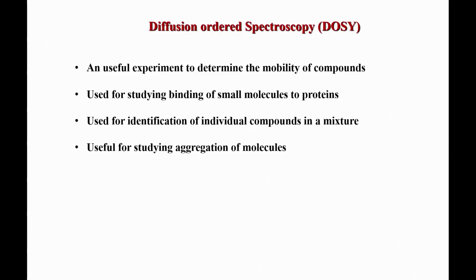Rotational mobility is essentially the rotational tumbling of the molecule, which is characterized by the rotational correlation time, tau c, which we have seen in earlier lectures when we discussed NOESY and ROESY. But here we will be looking at another type of diffusion, called translational diffusion, that is, how molecules move in space as a function of distance.